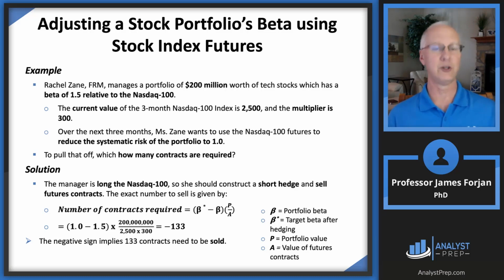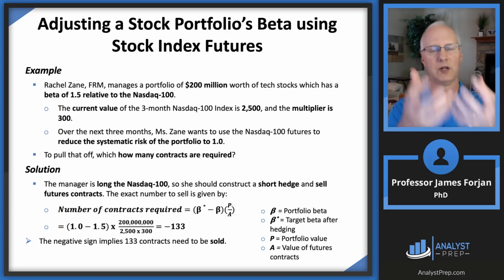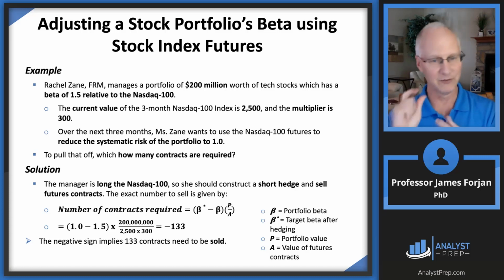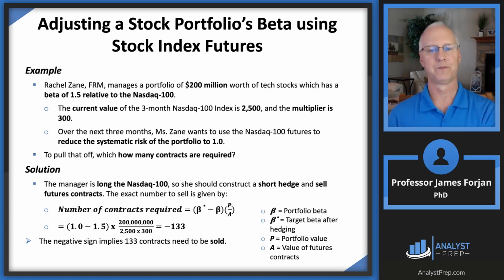Now, why would she do this? This is because she is very concerned that over the next 3 months, the NASDAQ 100 index is going to fall substantially. So she's going to take the short position in the futures contract so that if in fact the prices fall, then the value of the portfolio will not fall by as much. We're hedging.